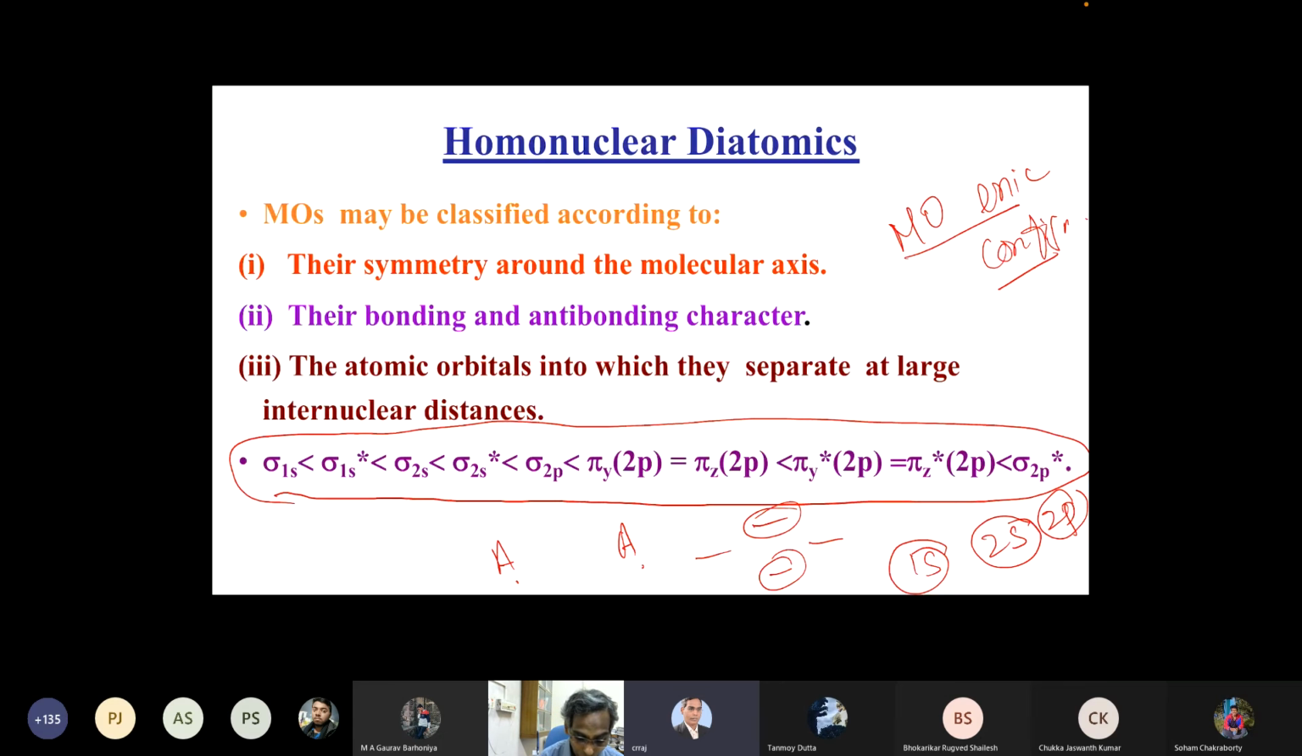So note it down here. Sigma 1s star, sigma 2s star, 2p, I mean pi y, pi z, and then pi y, pi z star. So I will show the diagram and explain it a little later on. Right? We have another 4 minutes, and then I will leave a couple of minutes for myself.